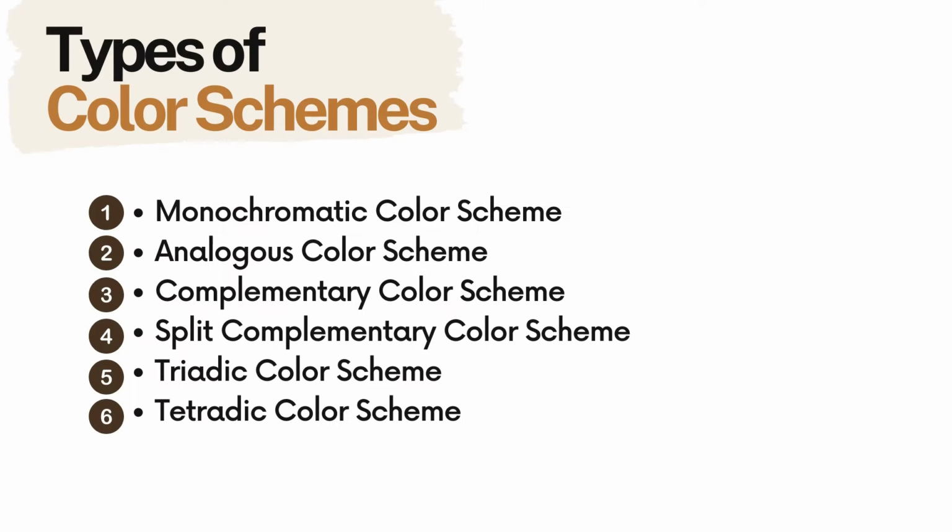Here are the 6 most common type of color schemes. Monochromatic color scheme. Analogous color scheme. Complementary color scheme. Split-Complementary color scheme. Triadic color scheme. And tetradic color scheme.